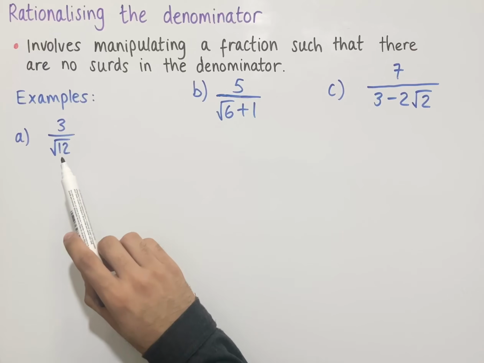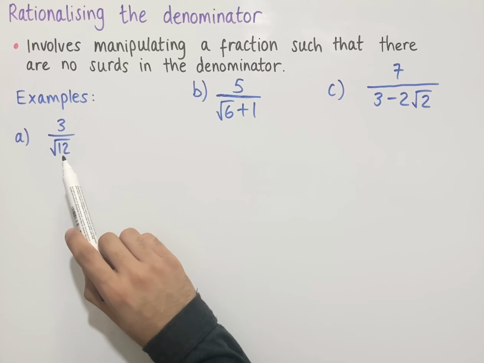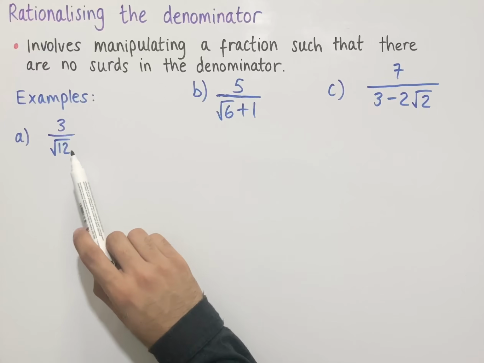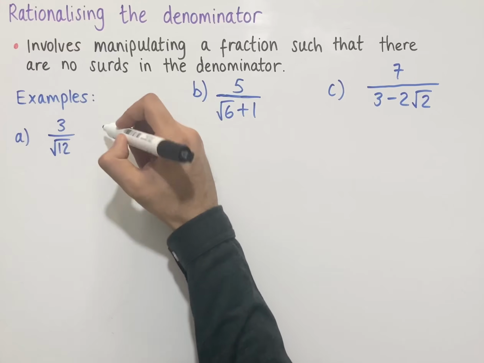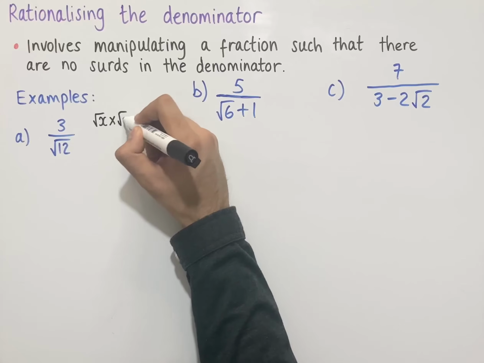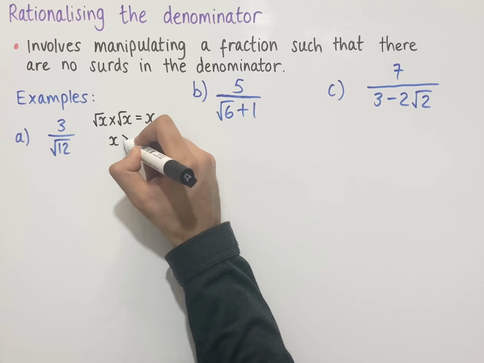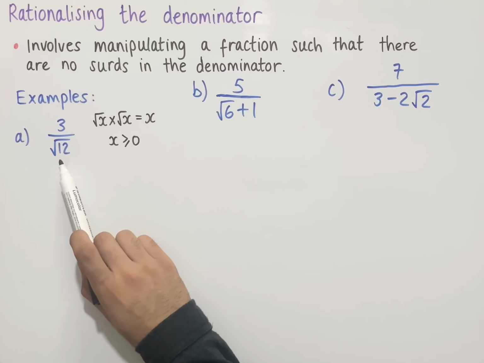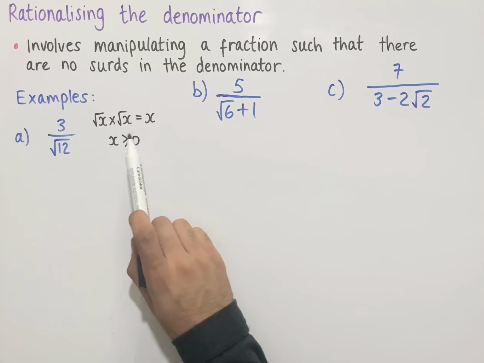Now when we have a fraction and we're trying to manipulate this fraction, whatever we do to the denominator, we must also do to the numerator. One way to get rid of the third in the denominator here is to use one of the third laws, which says that the square root of x multiplied with the square root of x equals x, where x is greater than or equal to 0. So in this case, if we have the square root of 12, if we multiply that by itself, then we would just end up with 12 on its own.